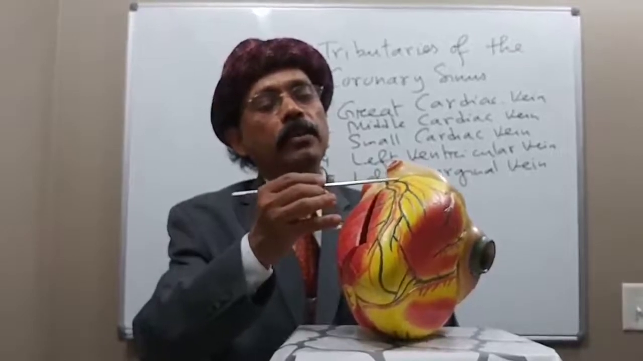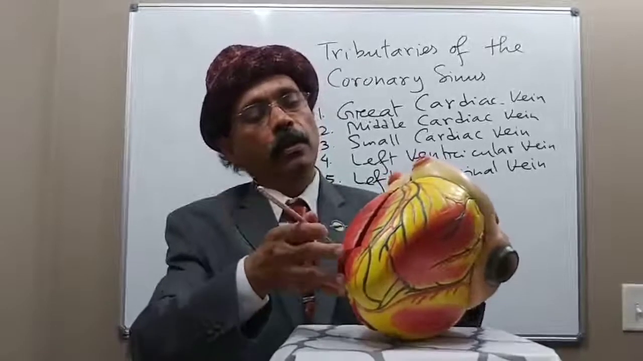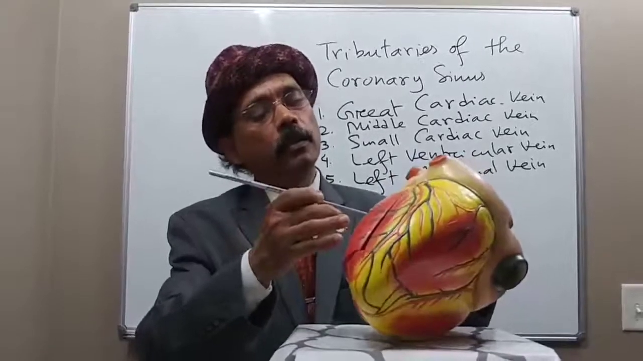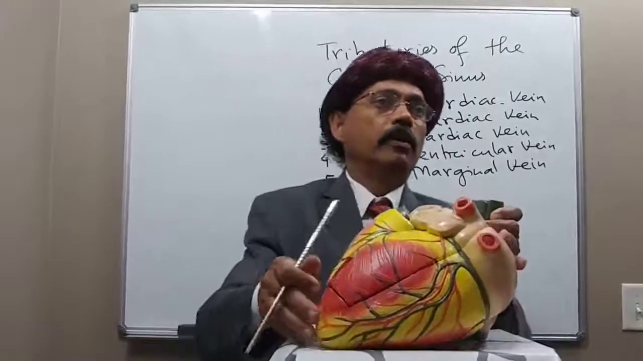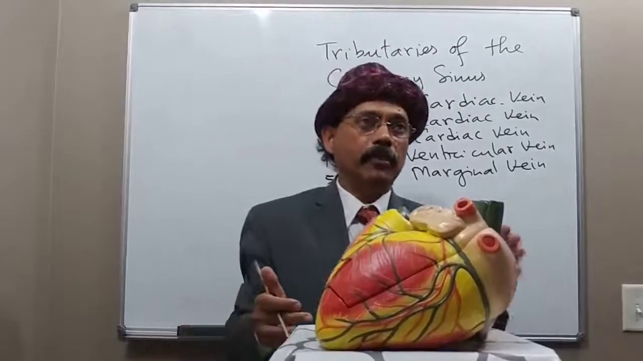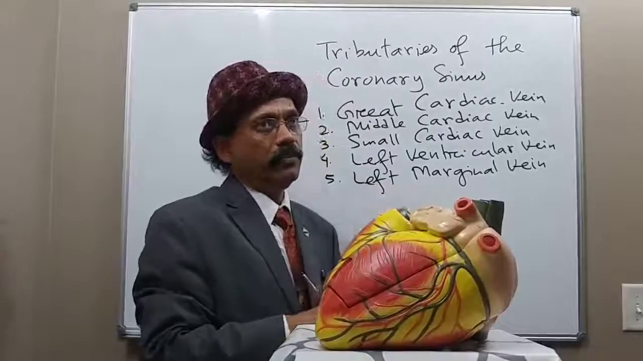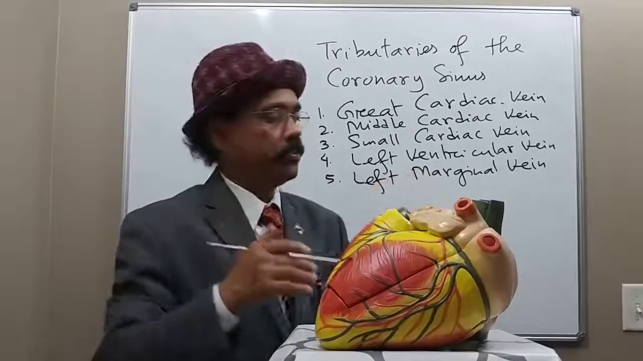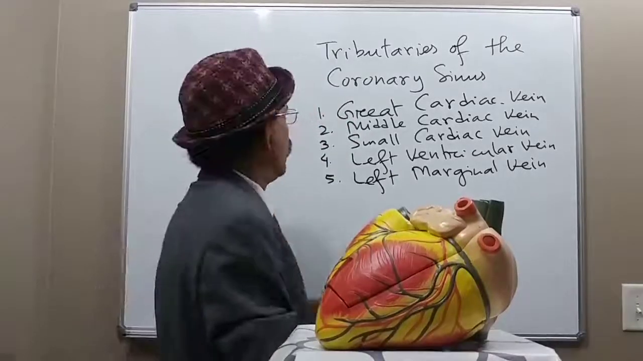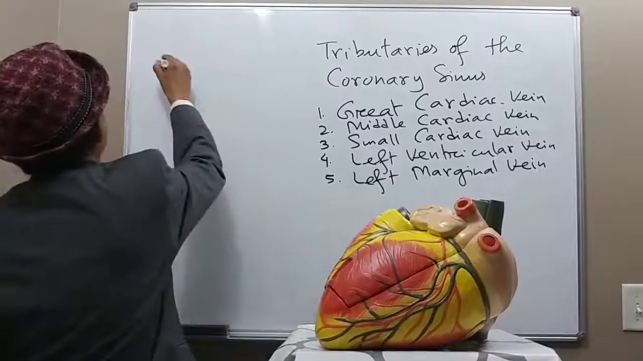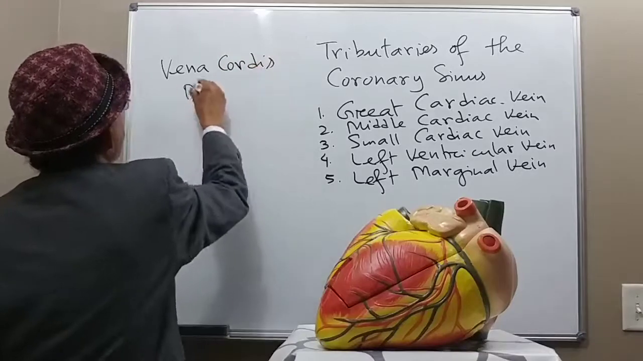This is the left marginal vein. Usually it is a tributary of the coronary sinus. Sometimes it may be a tributary of the great cardiac vein. It may be possible. So we got the coronary sinus and its tributaries. The heart also gets very small veins that open into all the chambers of the heart. We call it Vena cordis minimi.